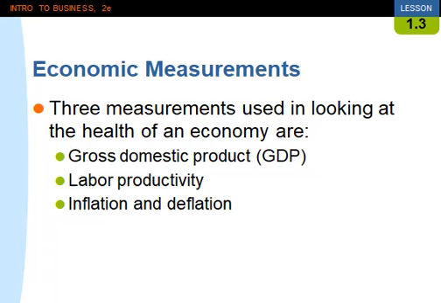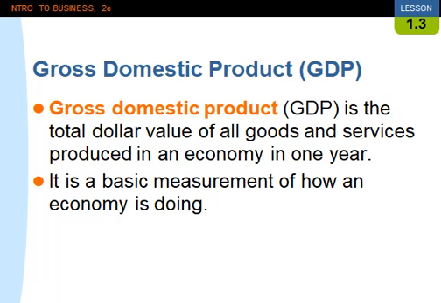Gross domestic product, GDP, is the total dollar value of all goods and services produced in an economy in 1 year. It is a basic measurement of how an economy is doing. Information is collected from producers, and data is gathered on the value of what is being produced, called output.